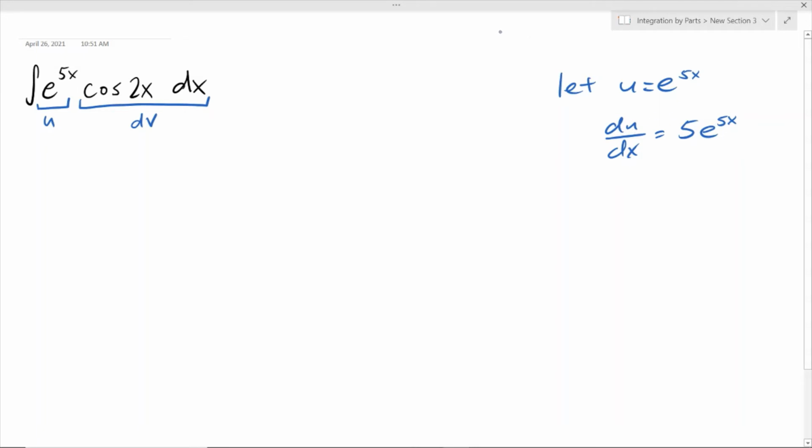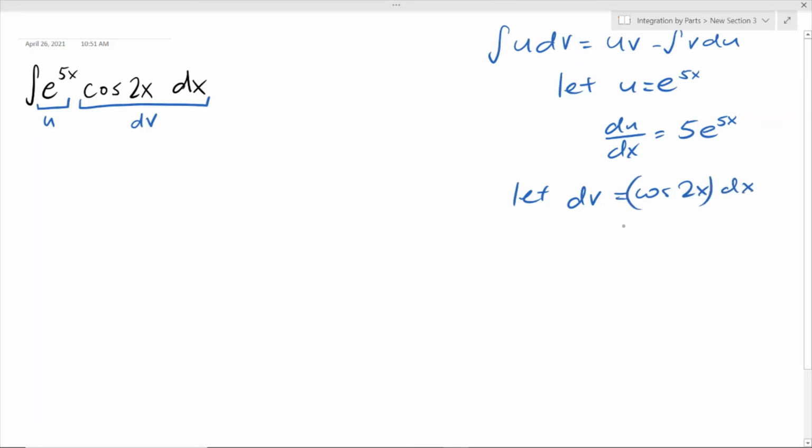And by the way, the form we had was u times dv equals uv minus the integral of v times du, like that. Okay, so anyways, let's get back to work. So u is equal to this, dv is equal to that. So let dv be equal to cos 2x dx. Okay, and then we can see that dv over dx is equal to cos 2x.